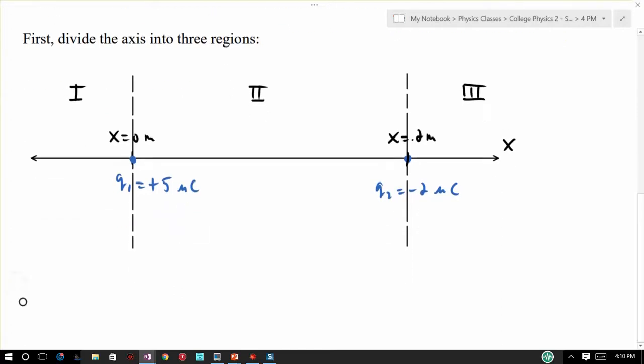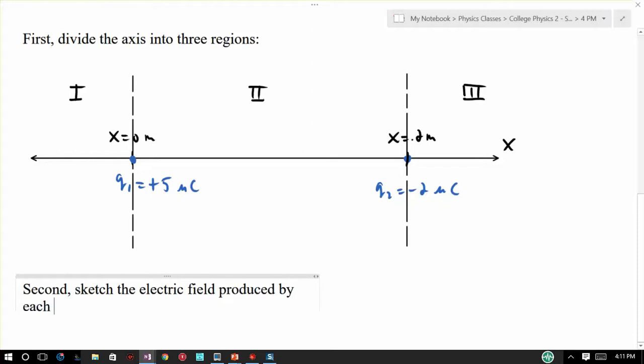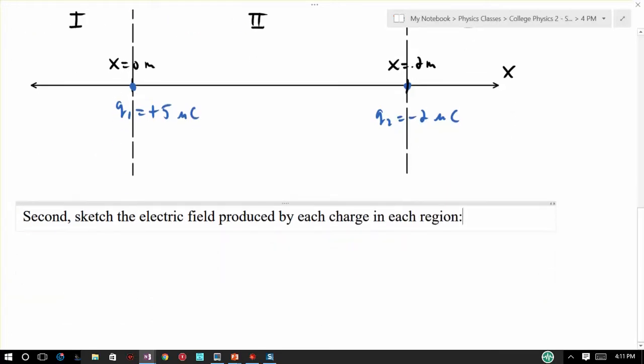All right, so then the next thing you do is you basically sketch the electric field produced by each charge in each region. So basically there are two charges. So in each region, 1, 2, and 3, you want to figure out the direction of the electric field produced by charge 1, and then we want to do the same thing for charge 2. So basically we're going to draw 6 different electric field vectors, 3 for each charge in each region, right? There are 3 regions and there are 2 charges, so it's 6 altogether.